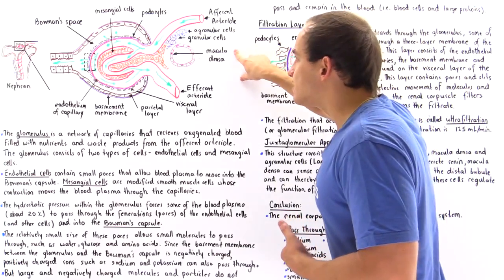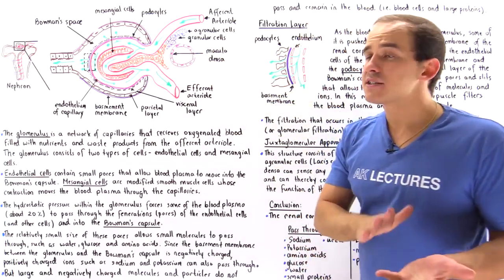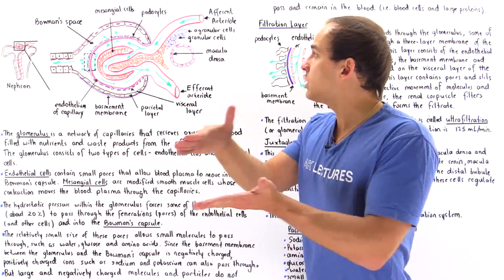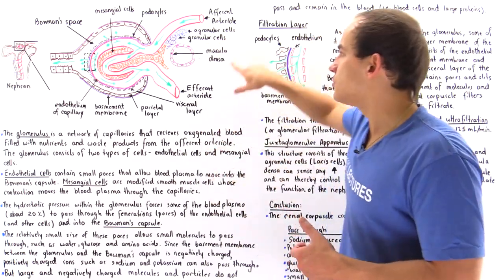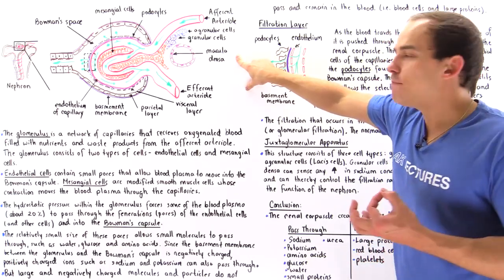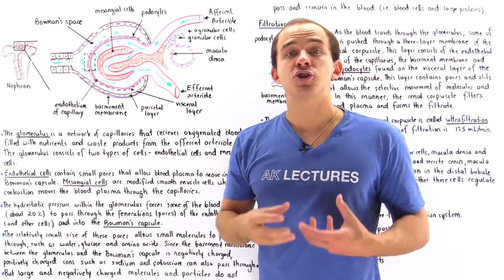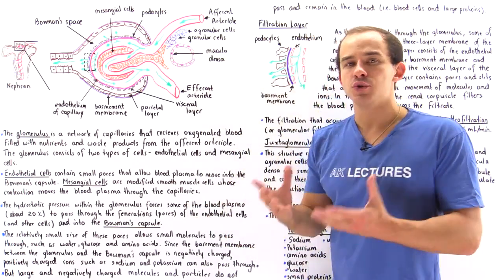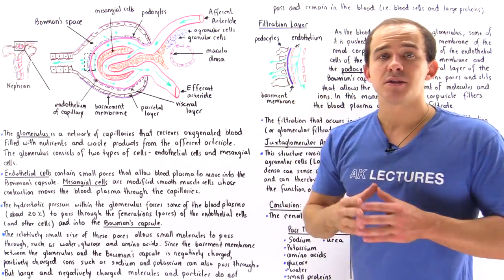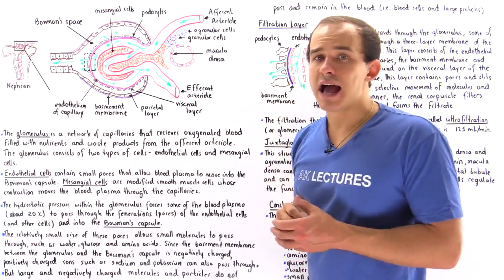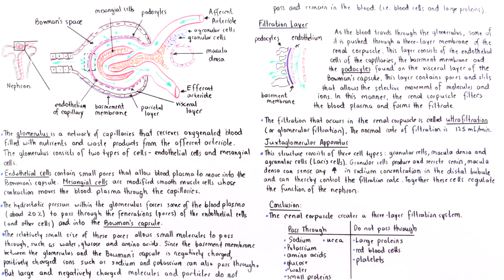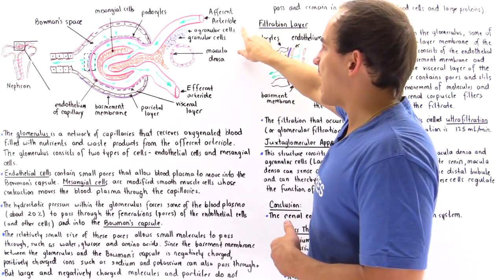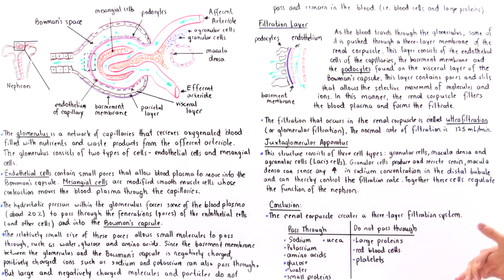Now, the macula densa cells are found on our distal convoluted tubule, and they're found in close proximity to the granular cells. And these macula densa cells are basically important because they're able to actually sense the concentration of sodium chloride inside the distal convoluted tubule. And they are also responsible for stimulating the granular cells to release that renin proteolytic enzyme that is responsible for controlling our blood volume and blood pressure. Now, the function of the agranular cells is not yet known.